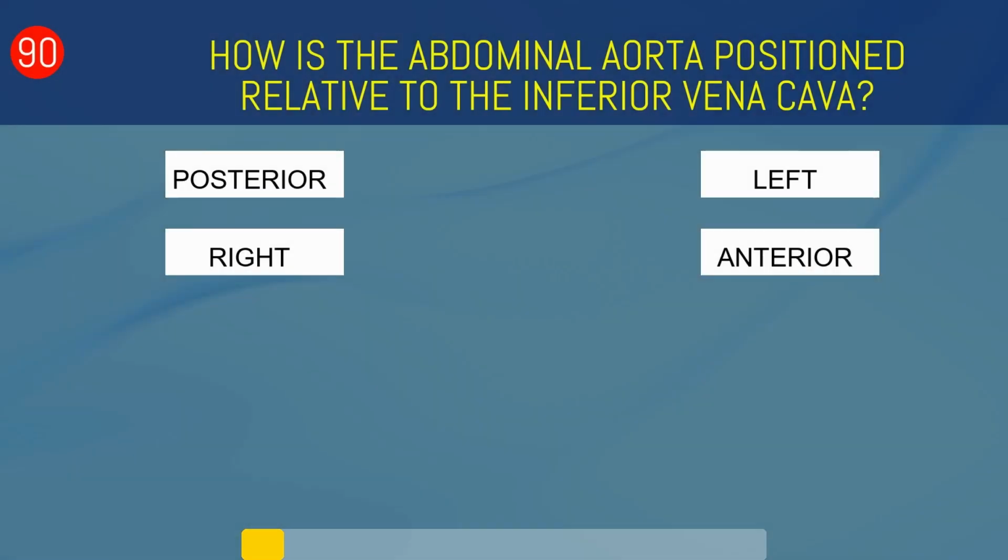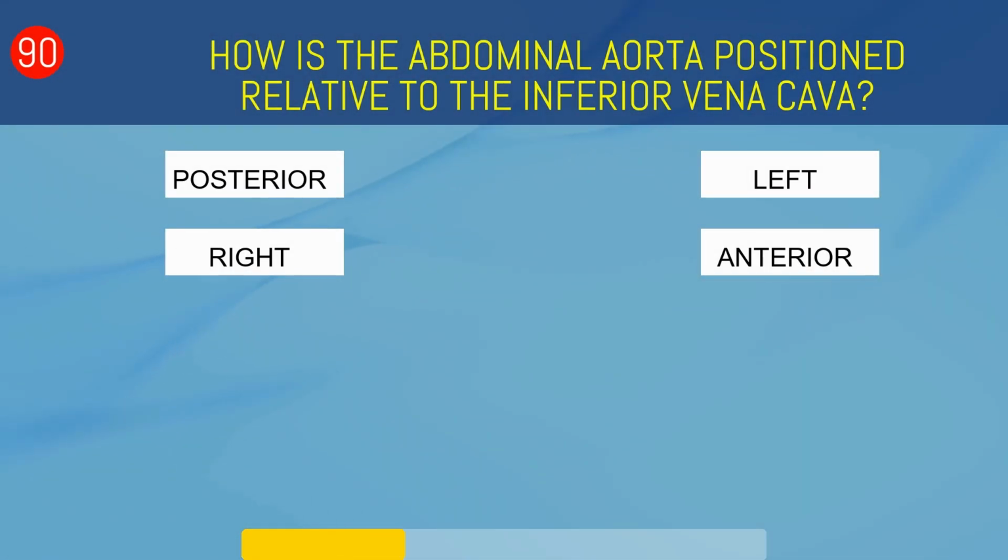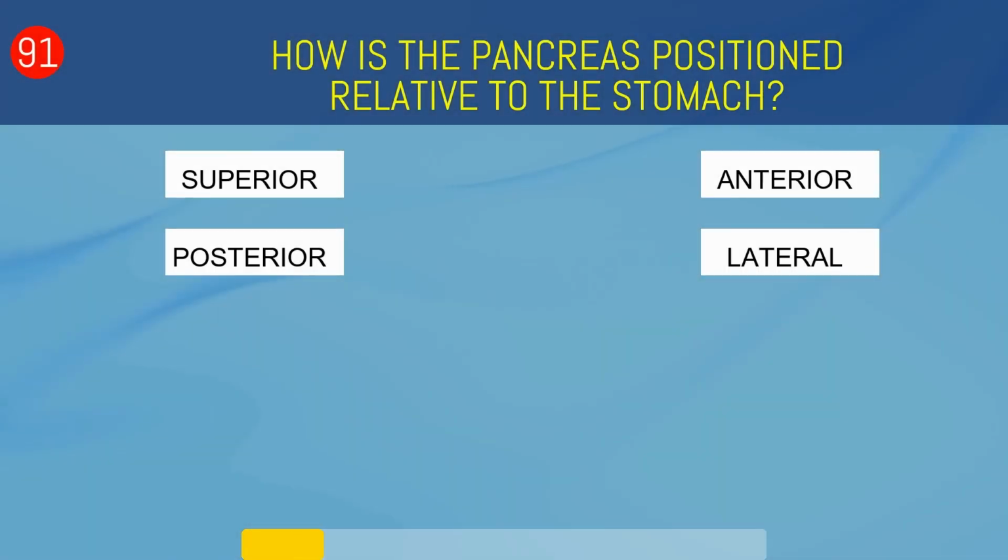Proximal. How is the abdominal aorta positioned relative to the inferior vena cava? Posterior, right, left, or anterior? Left. How is the pancreas positioned relative to the stomach? Superior, posterior, anterior, or lateral?